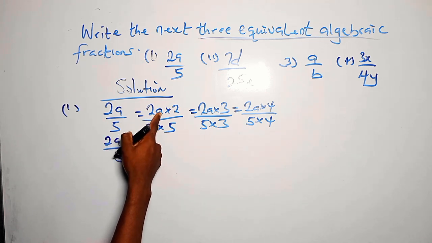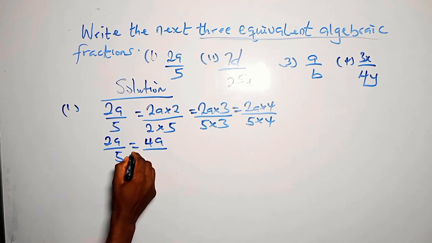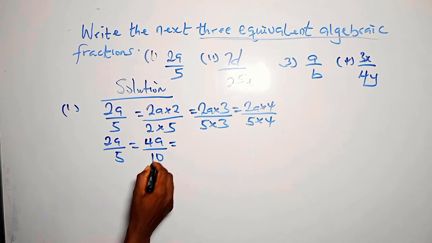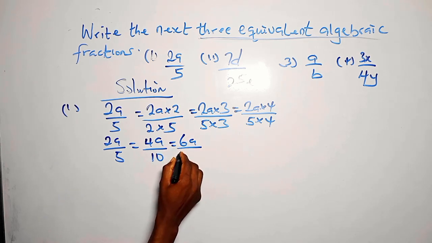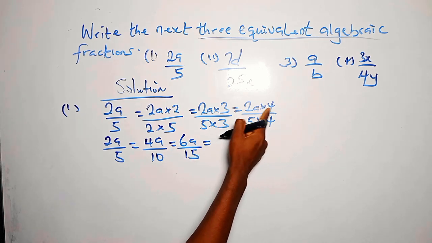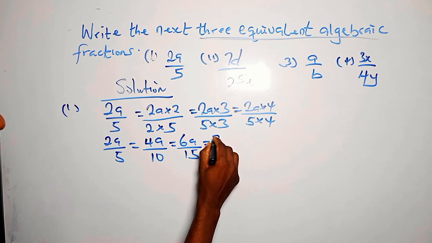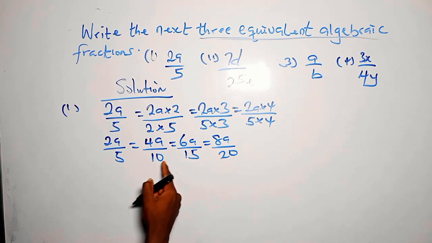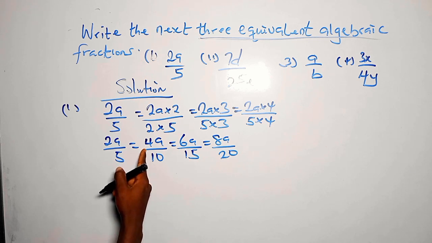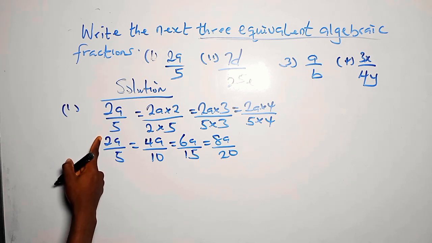So 2a times 2, we have 4a divided by 2 times 5 is 10, equals 2a times 3, we have 6a over 5 times 3 is 15, and 2a times 4 is 8a divided by 20. So when we look at these three fractions, they equal 2a divided by 5.